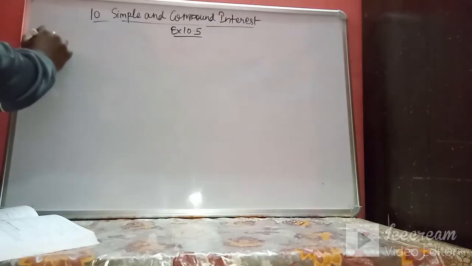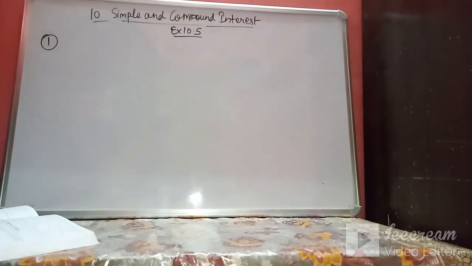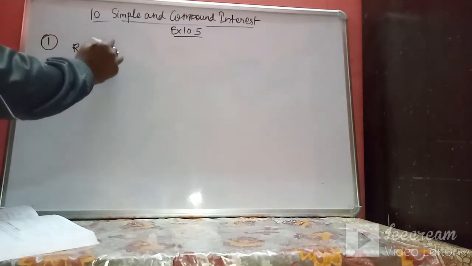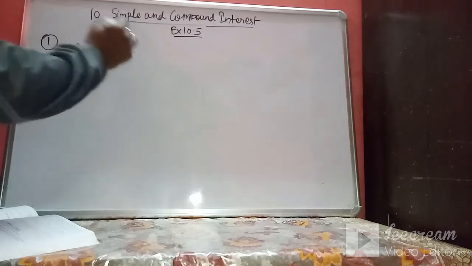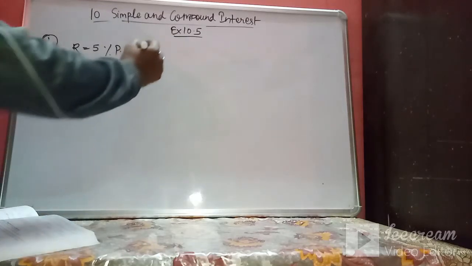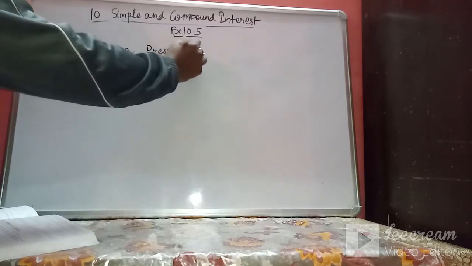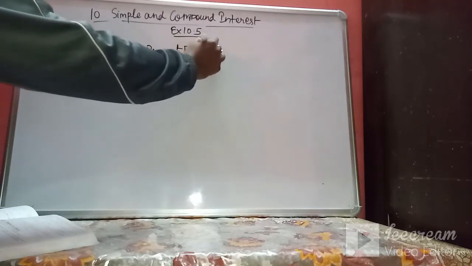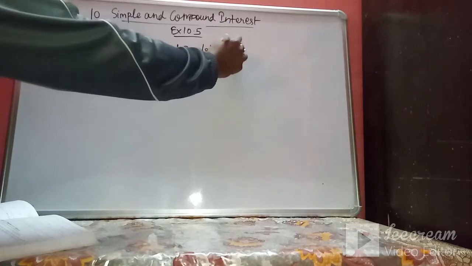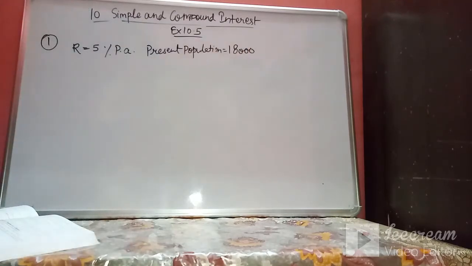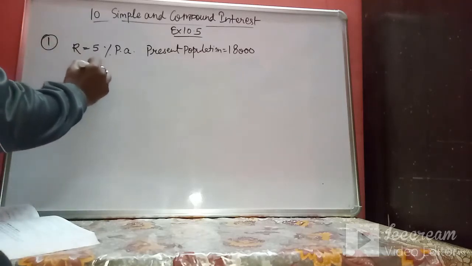The population of the village increases at the rate of 5% per annum. So the rate is given as 5% per annum. If the present population is 18,000, we have to calculate the population of the village after 2 years. So here n is 2 years.